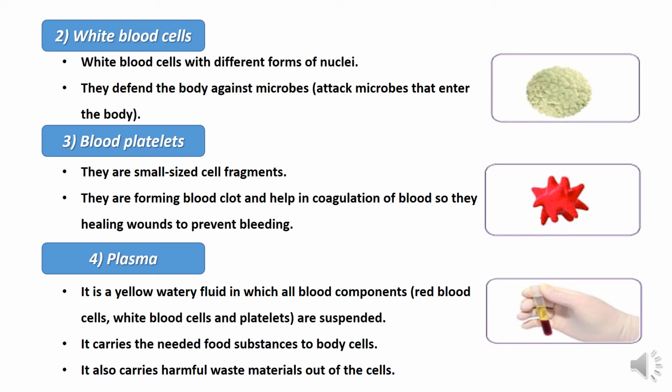Number 4, plasma. It's a yellow watery fluid in which all blood components, red blood cells, white blood cells, and platelets are suspended. It carries the needed food substances to body cells. It also carries harmful waste materials out of the cells.